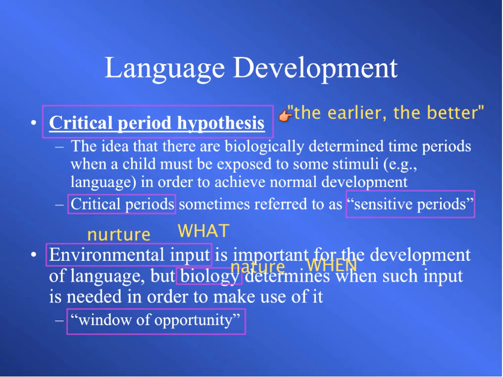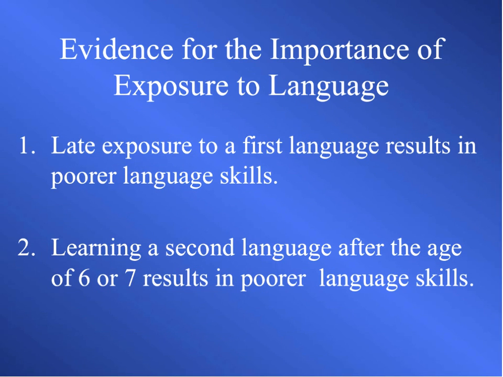So if an infant is exposed to more than one language, they will know both languages. Absolutely. I'll use that as my segue into this. So let's talk about first language with bullet point number 1 here, and let's talk about second language with bullet point number 2. The first bullet point says, late exposure to a first language results in poorer language skills.